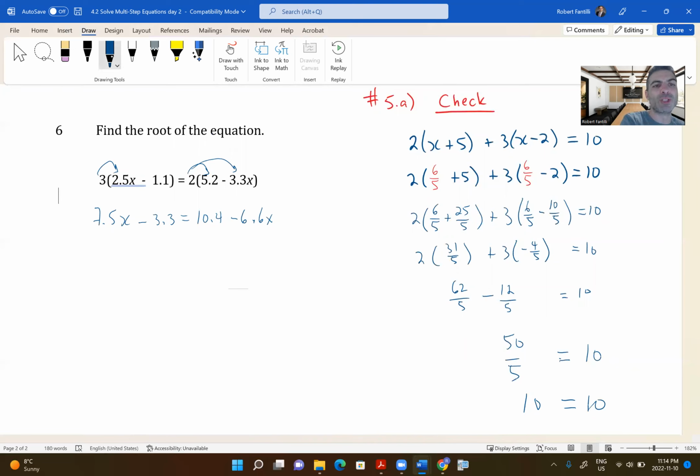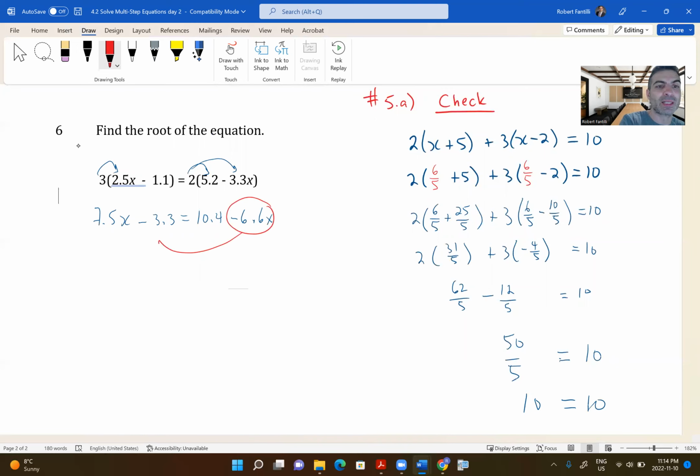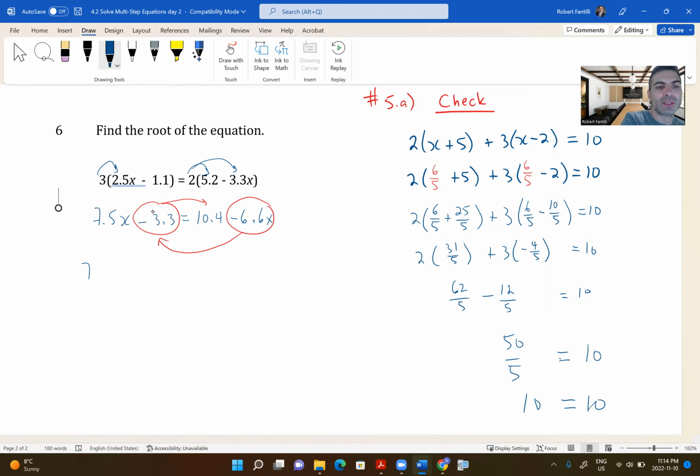Now we want to switch teams, change jerseys again, and get the x's on the same side. So this negative 6.6x is going to come over, and then the negative 3.3 as a constant is going to go over to that side. What does that look like? It looks like 7.5x plus 6.6x equals 10.4 plus 3.3.